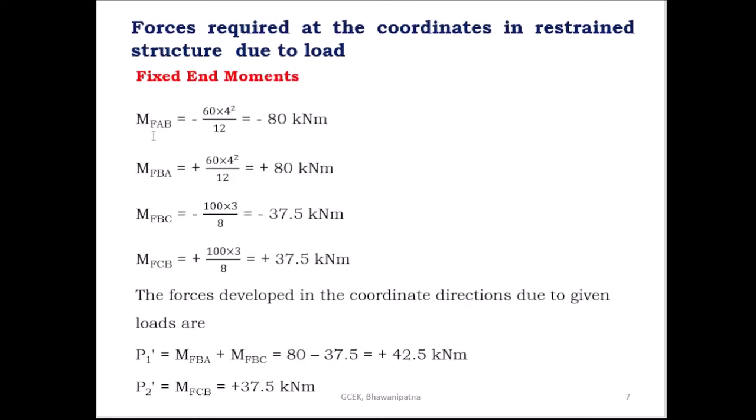These are the fixed end moments. MFAB is minus 60 into 4 square by 12, which is minus 80 kilonewton meter. MFBA is plus 60 into 4 square by 12, which is plus 80 kilonewton meter.